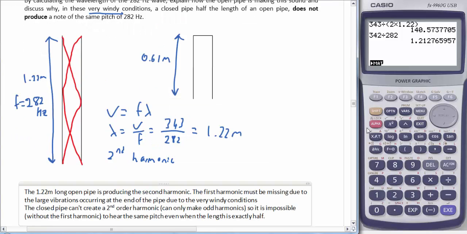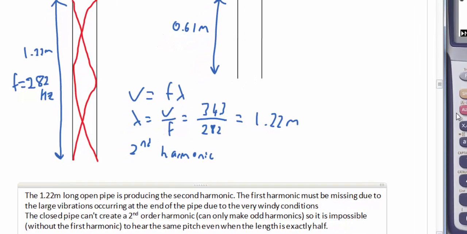So in words, the 1.22 meter long open pipe is producing the second harmonic. The first harmonic must be missing due to the large vibrations occurring at the end of the pipe due to the very windy conditions they keep emphasizing. The closed pipe can't create a second order harmonic, it can only make odd harmonics, so it's impossible in the absence of that first harmonic in that pipe to hear the same pitch even when that length is exactly half.